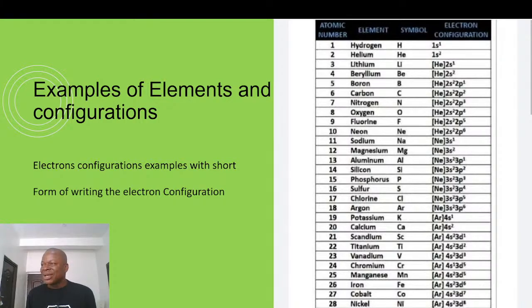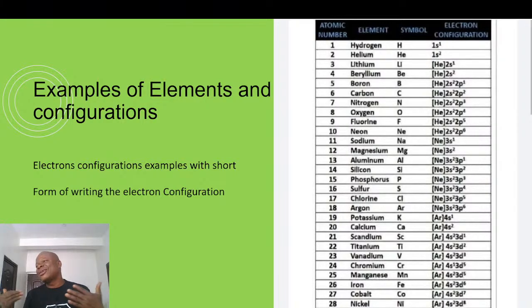Now look at the element that has atomic number 9, fluorine, with the symbol F. You have the helium there in brackets, then 2s2, 2p5. So if you add helium 2, plus 2, plus 5, that gives you 9.